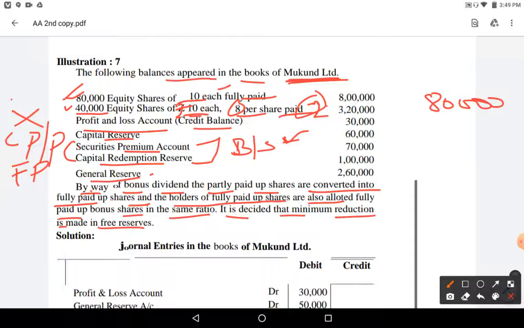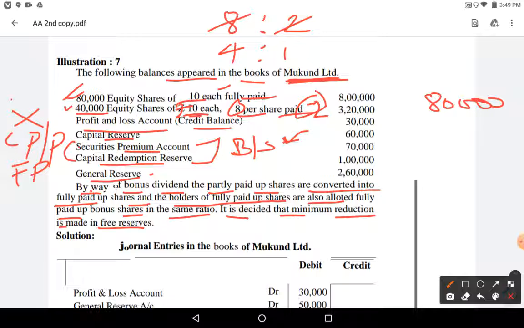So let us see the problem relating to it. So what is the bonus ratio here? You are giving 2 rupees bonus for 8 rupees. Or else we can write in this manner. For 8 rupees paid shareholders, you are giving 2 rupees as bonus. So what is the ratio? 2 ones are 2, 2 fours are 8, so 4 is to 1.